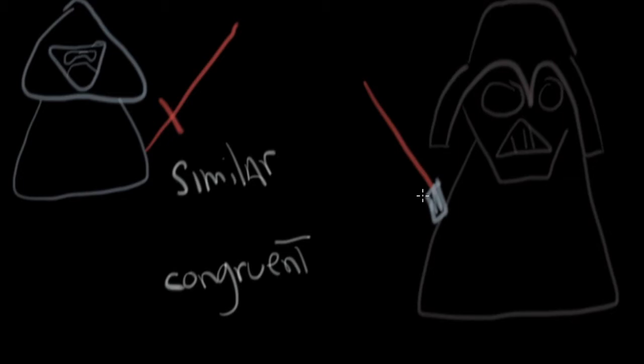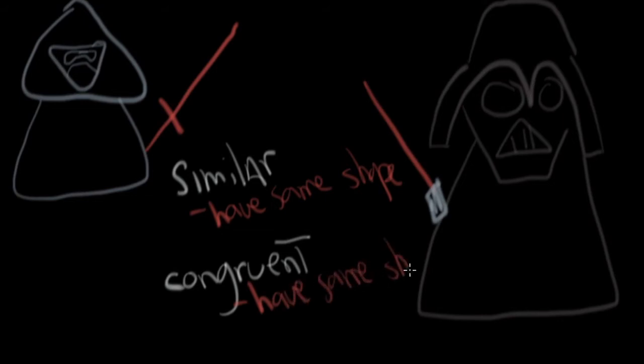So what is it? Figures that have the same shape are similar. So if you're similar, you have the same shape. To be congruent though, you also have to have the same size. That's the big difference here. Congruent figures have the same size and the same shape. Obviously Kylo Ren and Darth Vader are neither similar nor congruent, although they're related, but mathematically we can't say that they're similar or congruent.